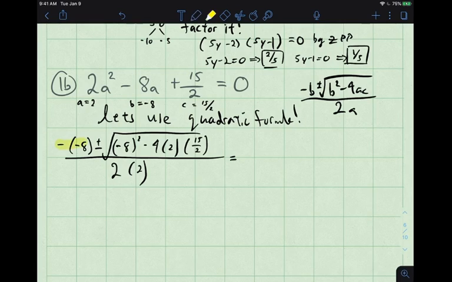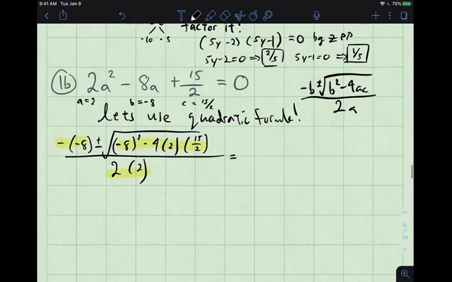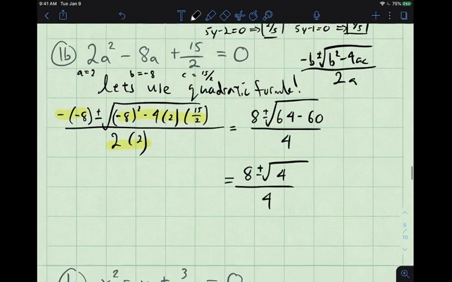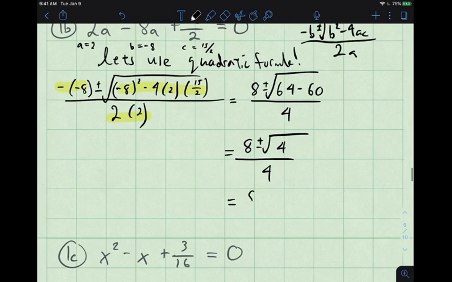So I'll simplify these three parts. Negative, or the opposite of negative 8, gives you positive 8. Inside the square root, we have 64 minus, these go away. So that gives you a total of 60 divided by 4. Simplifying it further, we're left with square root of 4, which gives you 8 plus or minus 2 all over 4.